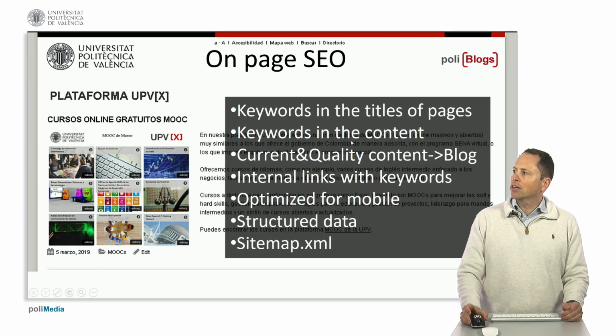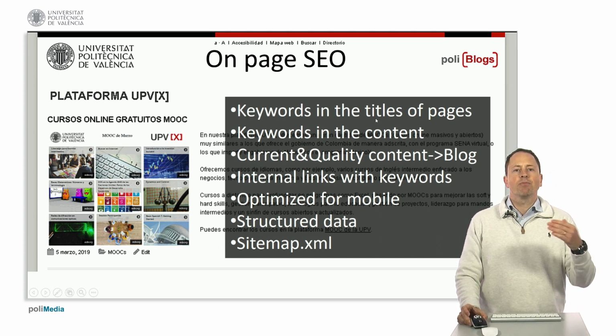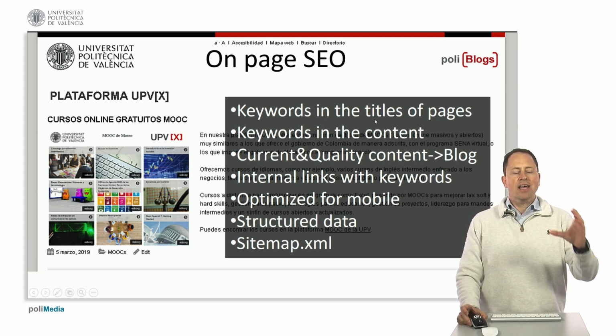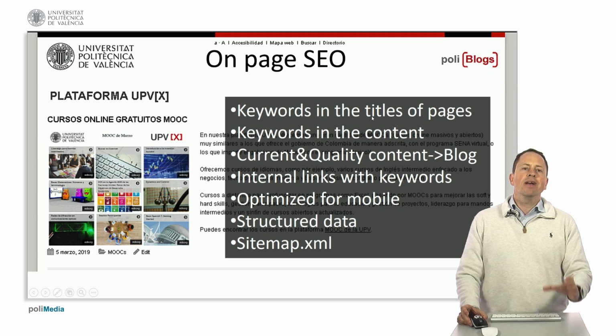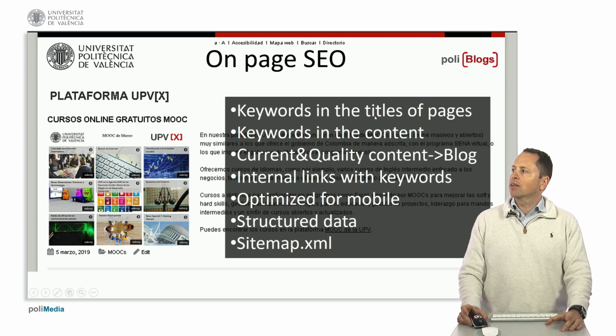About on-page SEO, you have to consider putting the keywords in the title of the pages. This is in the head part of the pages. The HTML pages have a head and a body. In the body is what you see on the screen. The head, you never see it, but there is very important information there. So you have to put in the title tag of the head part the keywords that you want to rank for. You have to put the keywords in the content, but without over optimizing.